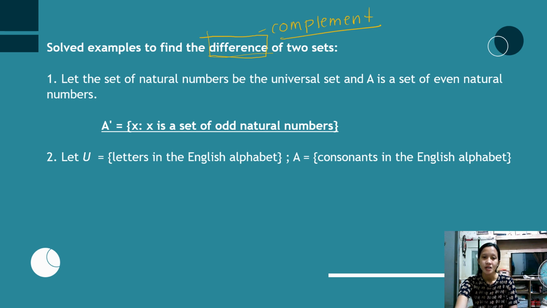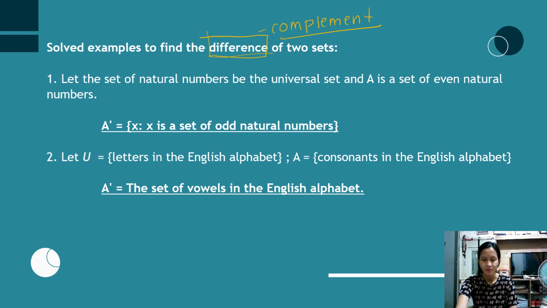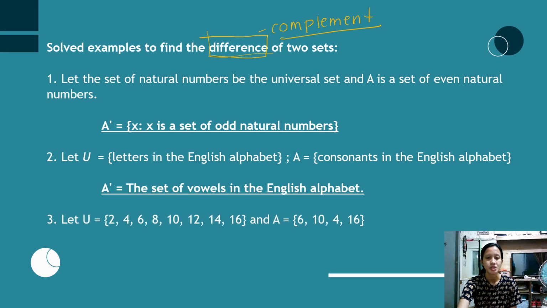Another example, letters in the English alphabet for the universal set. A is the consonants in the English alphabet. So our A complement is the set of vowels in the English alphabet. So, we subtract the given set from the universal set. That gives A complement, the complement of your set.